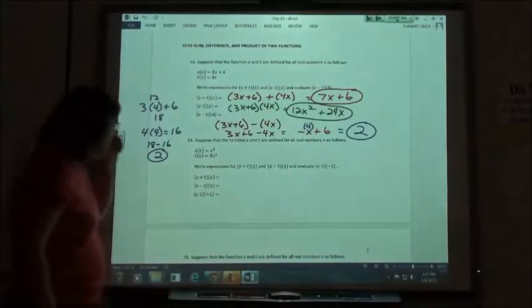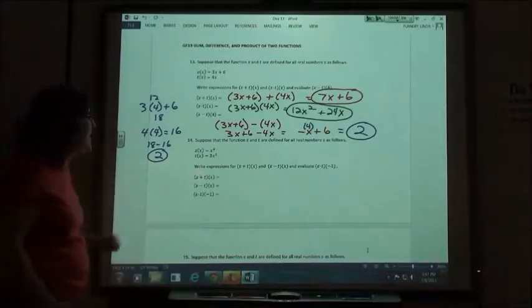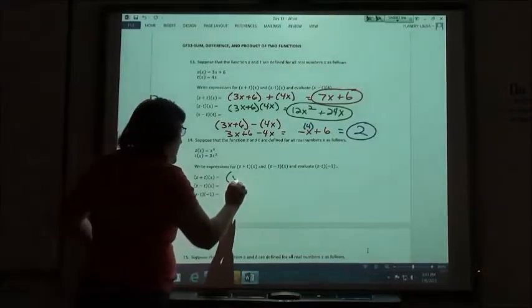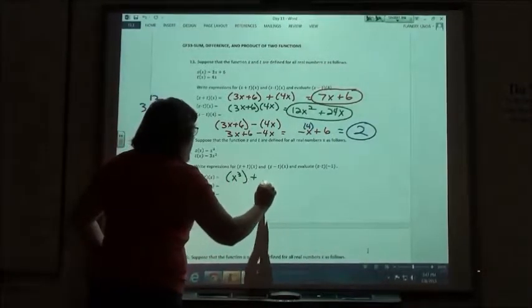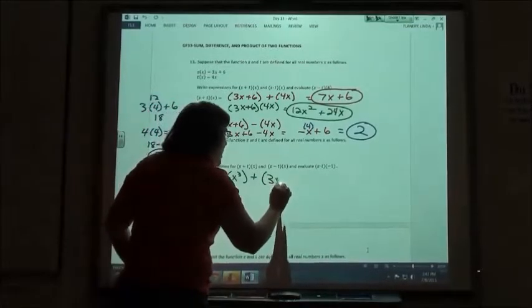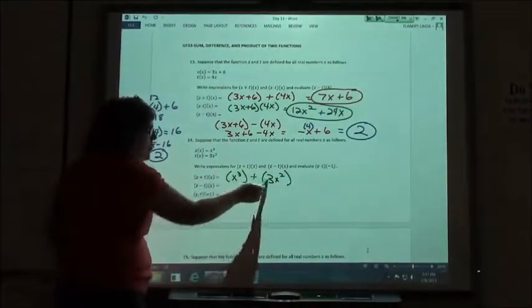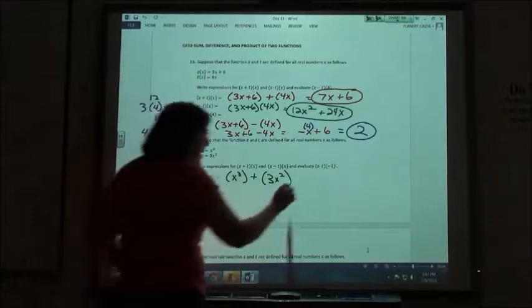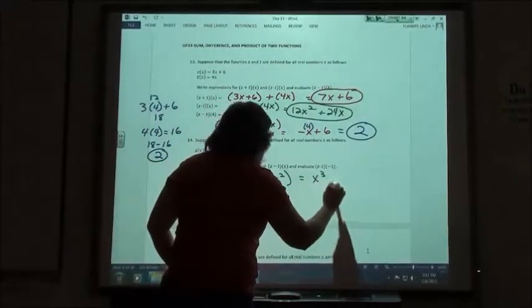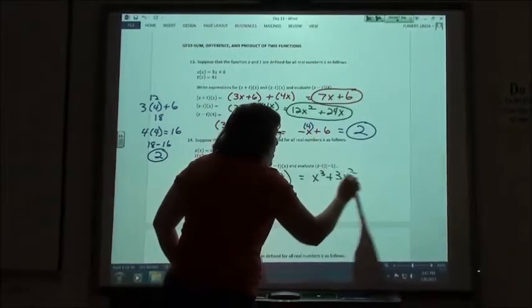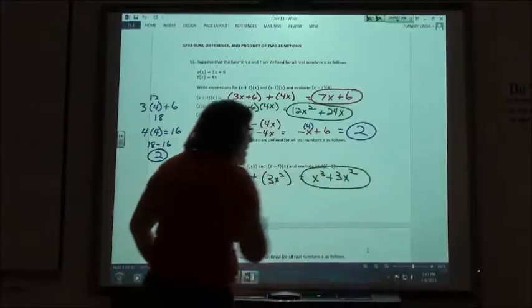So if I look at the next one, I'm doing s plus t. So s is the x to the third plus the t, which is the 3x squared. Now here I don't have any like terms. I really can't do anything. So I just get the x to the third plus the 3x squared, and that's going to be my answer.